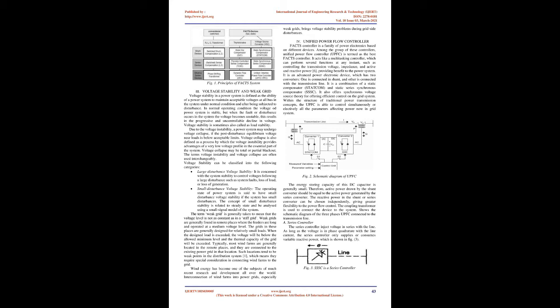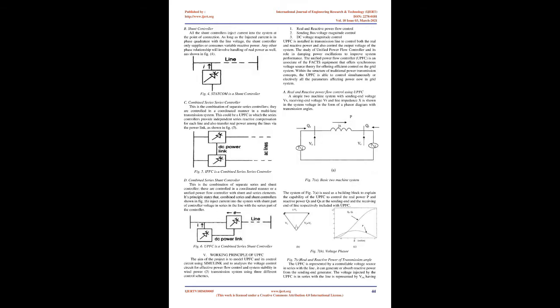Small disturbance voltage stability: the operating state of a power system is said to have small disturbance voltage stability if the system remains stable under small disturbances. The concept of small disturbance stability is related to steady state and can be analyzed using a small signal model of the system.